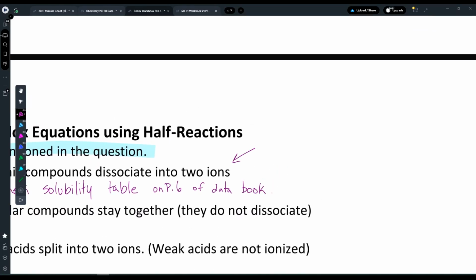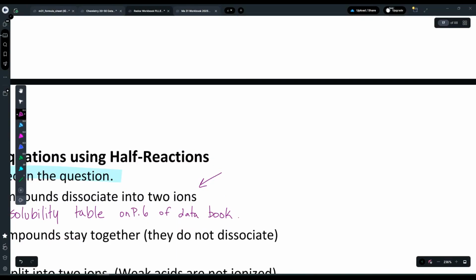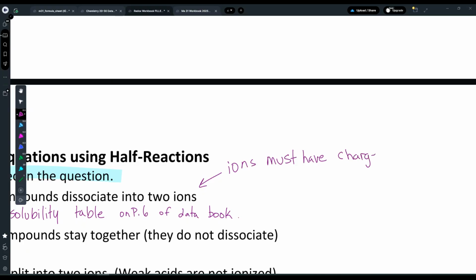Now when we write ions, you're going to want to make sure that you include charges as well as states. And ions are always aqueous.